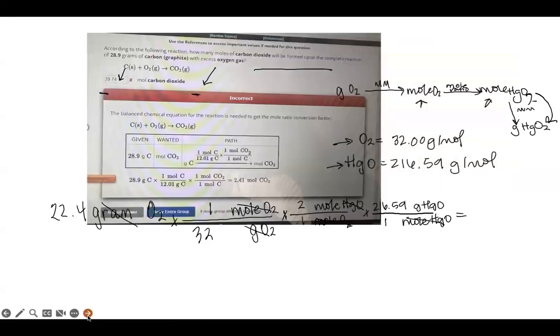All right, so moving on to the next problem here. Okay, I'm a little unclear why you screenshotted this one because it does give you the setup, but if you want me to explain it, I'll go ahead and explain it. So the problem starts with 28.9 grams of carbon. So we're starting here. And then they want to know how many moles of carbon dioxide there are. So they want to get here.